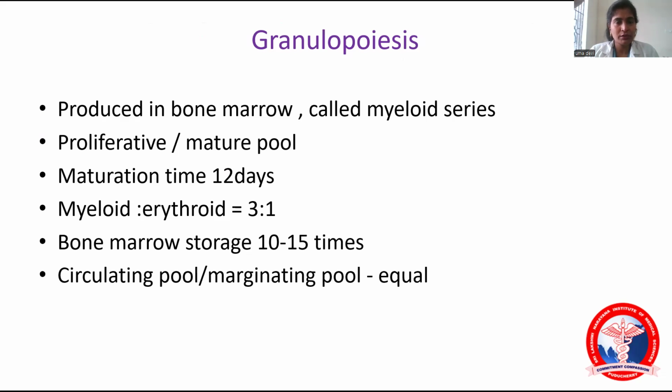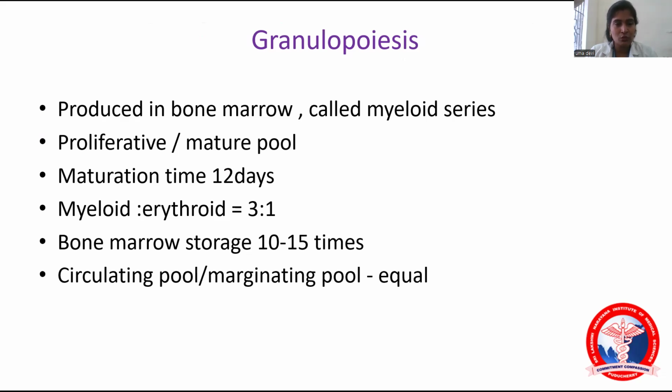One more thing we have to know is that when granulocytes are produced, the maturation time is almost about 10 to 12 days. And in the marrow, when we compare the extent to which myeloid is produced and the extent to which erythroid is produced, it is called the myeloid to erythroid ratio. This is how we represent it, M:E ratio in short form. Its normal is 3:1.